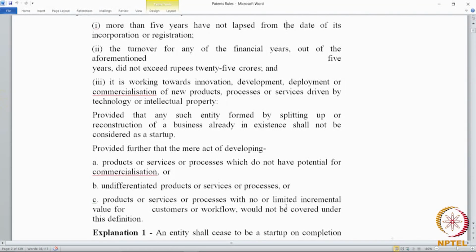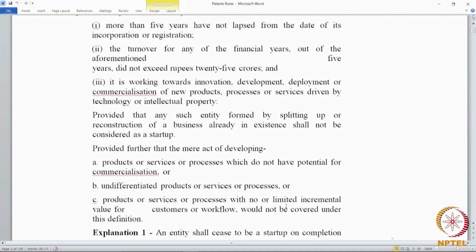So, the three things: the entity has to be young, in existence for less than 5 years; its financials should not be more than 25 crores; and it should be working towards innovation, development or deployment or commercialization of new products, services and processes driven by technology or intellectual property. Now, it should either be technology driven or IP, intellectual property driven. These are the three requirements. Now, these are the positive requirements.